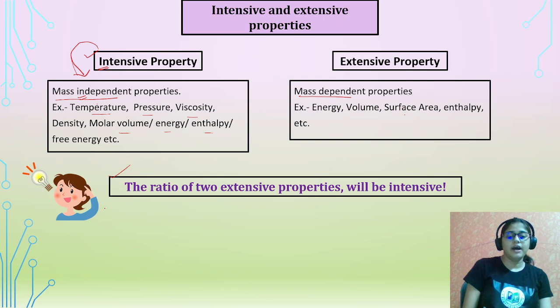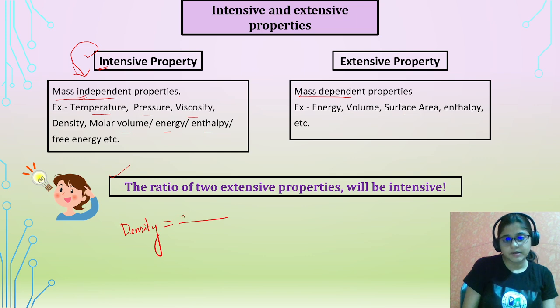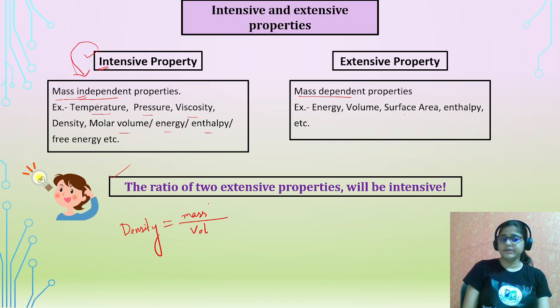For example, density is an intensive property, right? And what is density? It is mass by volume. Mass is obviously extensive, depending on mass, and volume is also an extensive property. So both are extensive, Ex and Ex, but their ratio, density, will be intensive. Another example is also here.